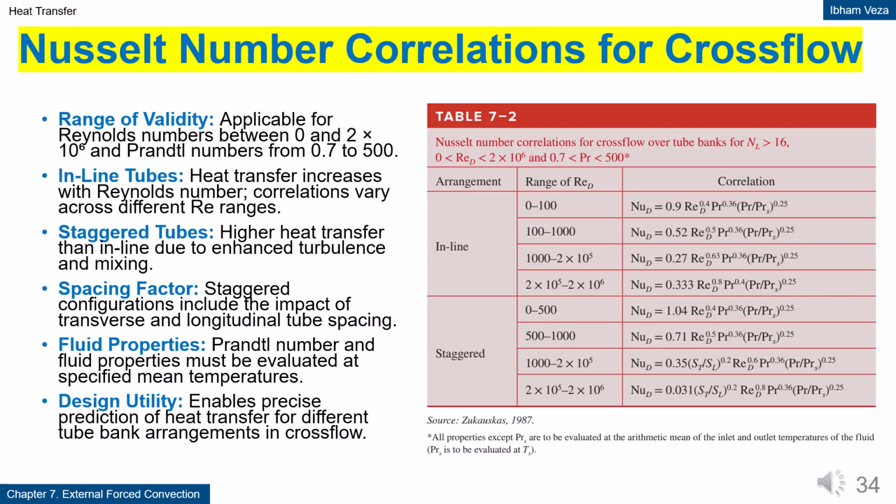Nusselt number correlations for crossflow over tube banks. These correlations are valid for a wide range of Reynolds and Prandtl numbers. For staggered arrangements, heat transfer is usually higher than for inline arrangements due to stronger turbulence. The effect of tube spacing is also included in the correlations to improve accuracy. With these correlations, designers can practically estimate thermal performance.